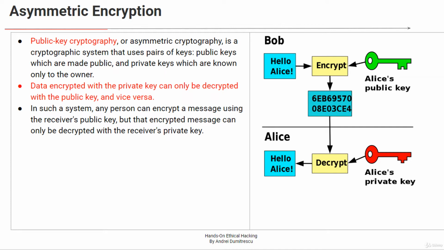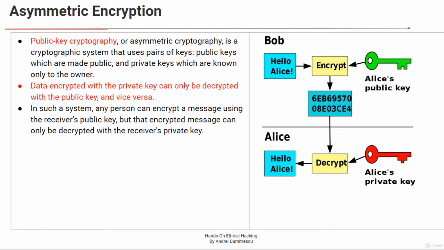In such a system, any person can encrypt a message using the receiver's public key, but that encrypted message can only be decrypted with the receiver's private key. For example, if I want to send you an encrypted message, I need your public key to encrypt the message. Being encrypted with your public key, the message can be decrypted only with the private key of the key pair, and you are the only person that possesses the key.